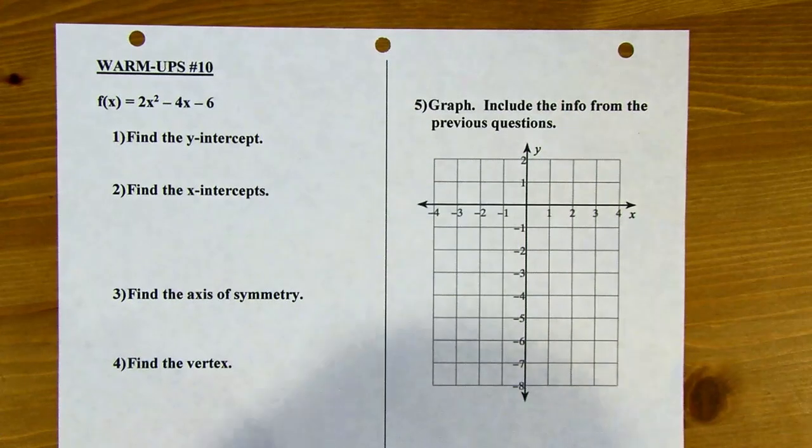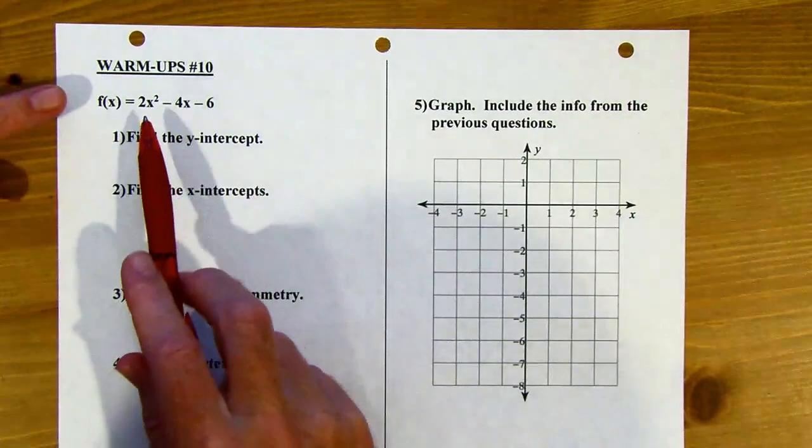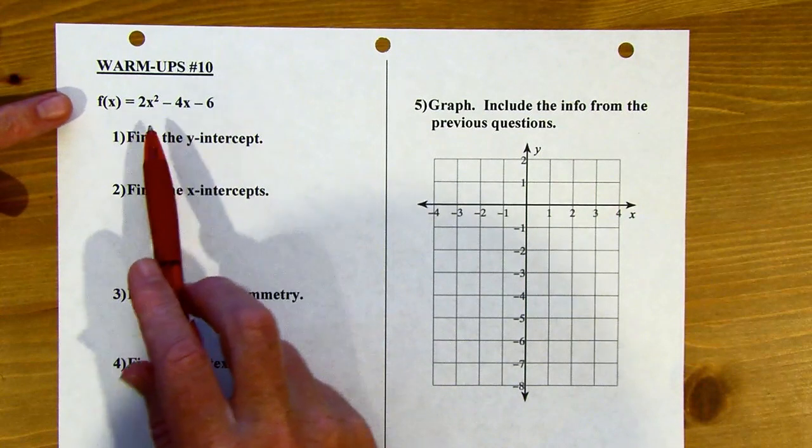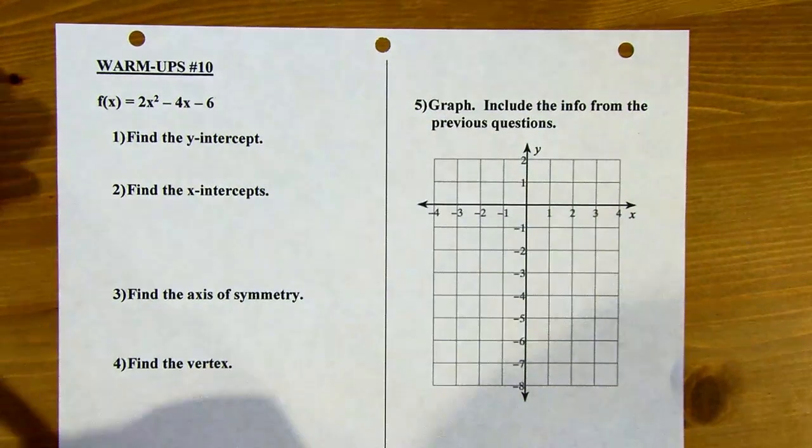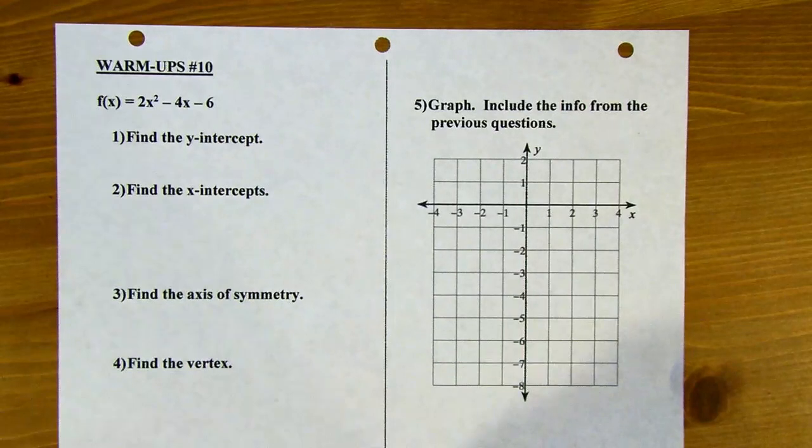Okay, here's warm-up number 10. We're going to graph a quadratic function that's in standard form, not in vertex form like we had been doing earlier in the chapter. So it's a little bit of a different process.